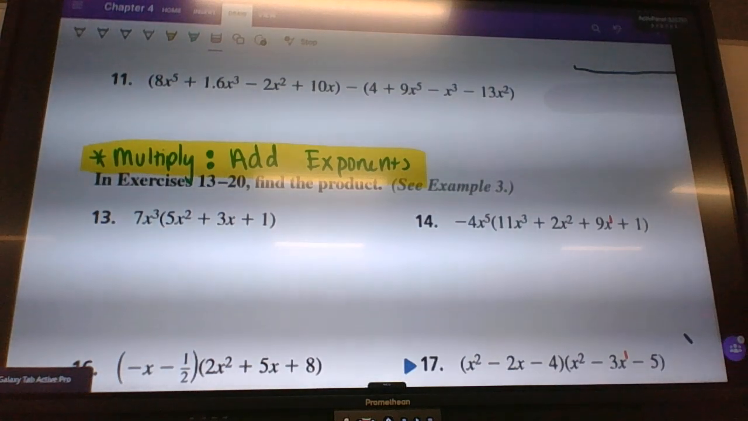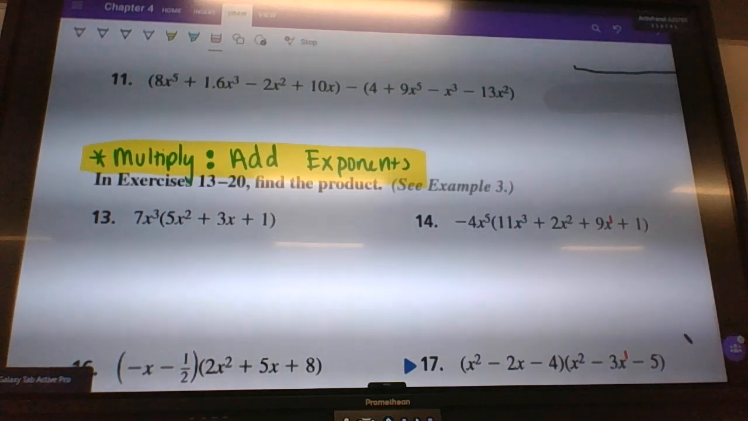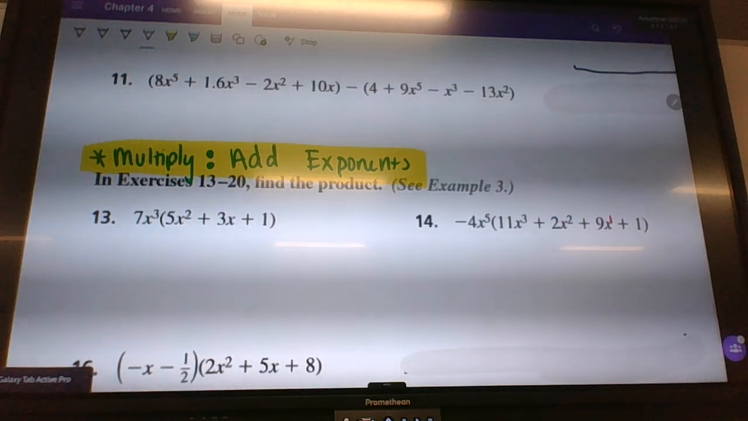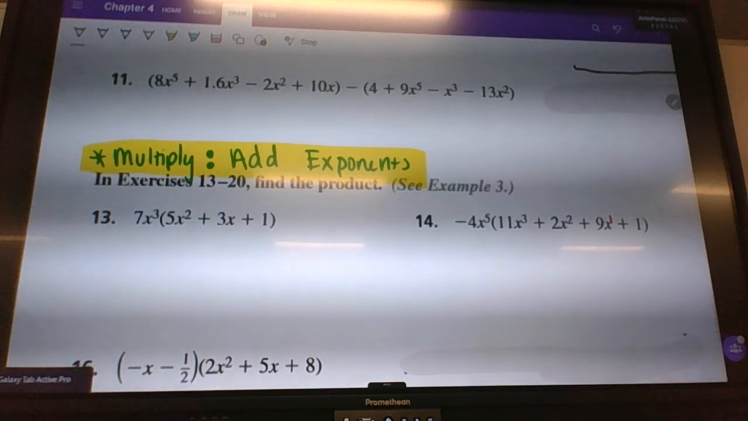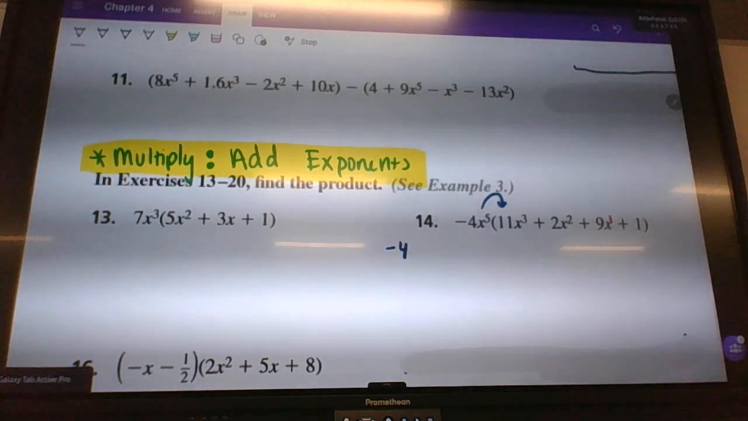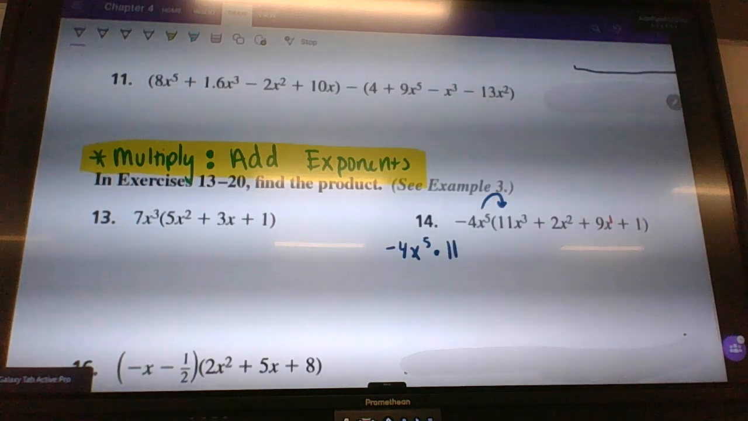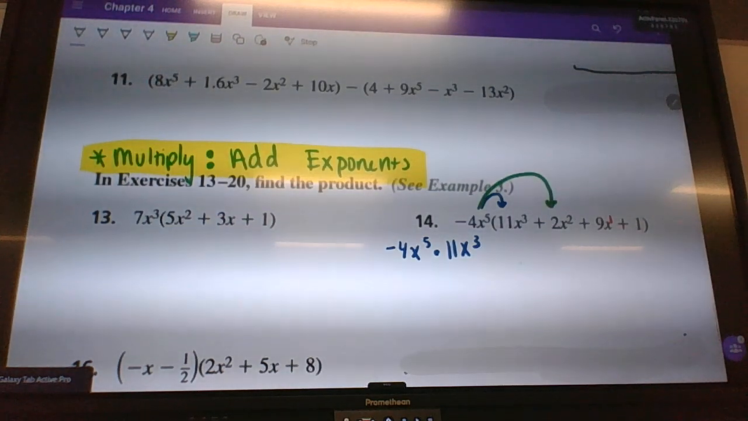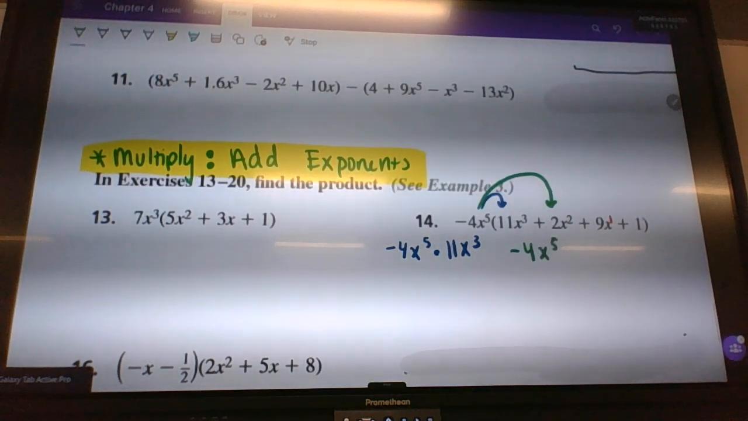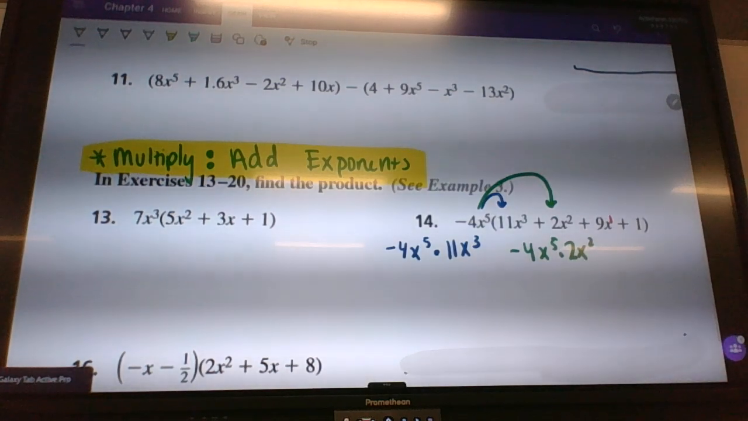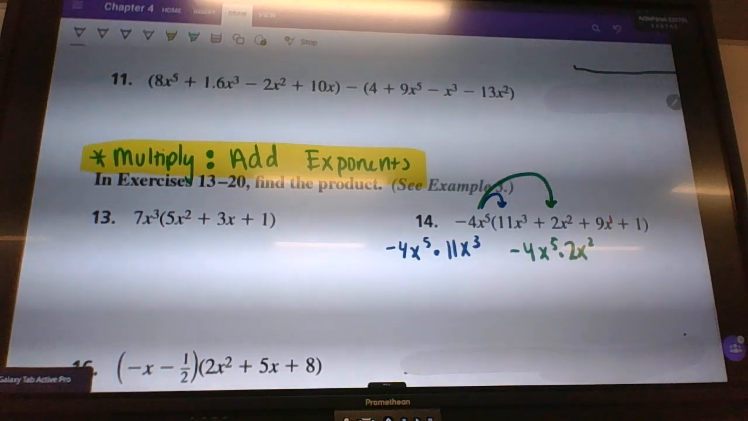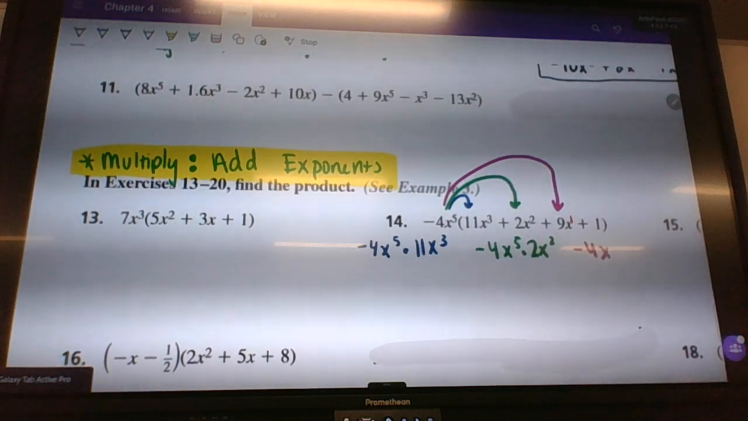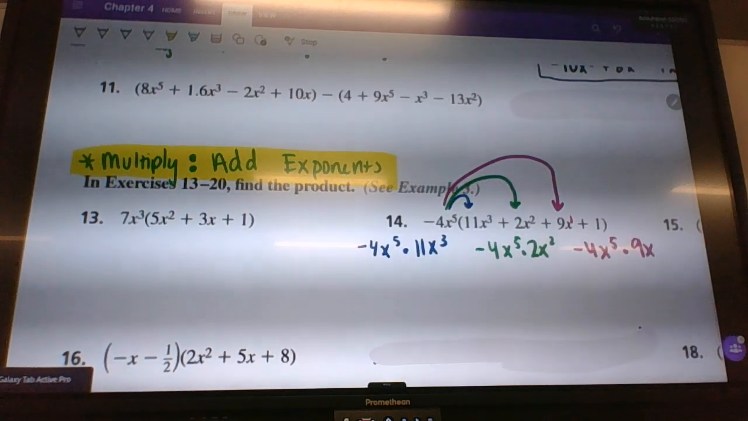So here we go. On 14, we're doing distribution, and that's going to require changing exponents. So that's negative 4x to the fifth times 11x to the third. It's negative 4x to the fifth times 2x squared. It's negative 4x to the fifth times 9x to the first.